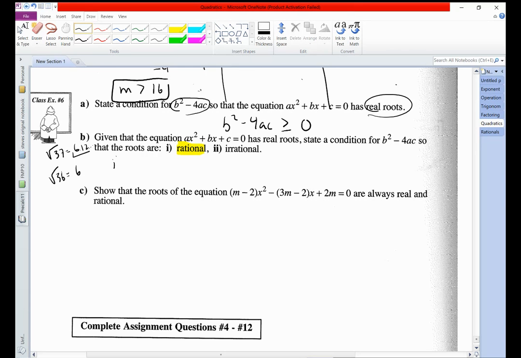So for rational roots, b squared minus 4ac has to be a perfect square. And if we want it to be irrational, then b squared minus 4ac has to be an imperfect square.